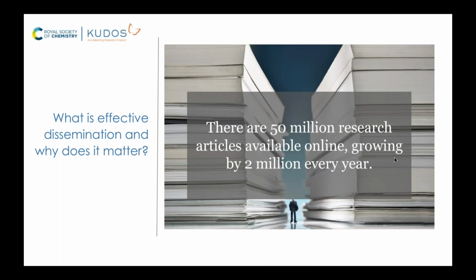And this is what we might call the difference between passive and active dissemination. You can publish your results in journals and books. You can have a profile of your work on ResearchGate or on your university website. You are making information about your research available. But effective dissemination is a step beyond this.